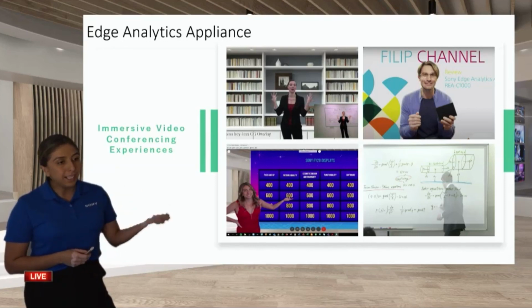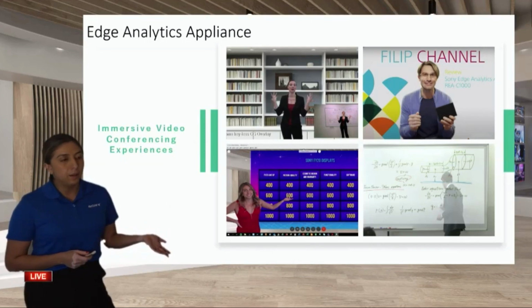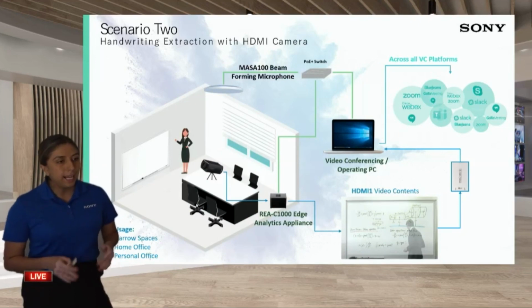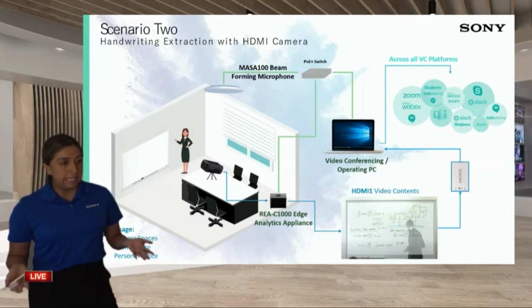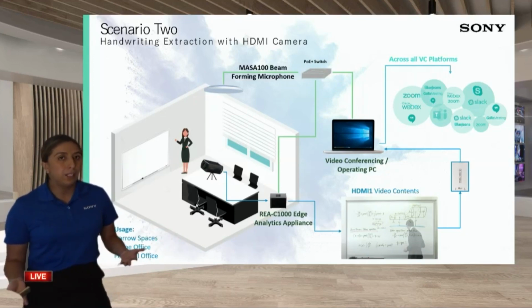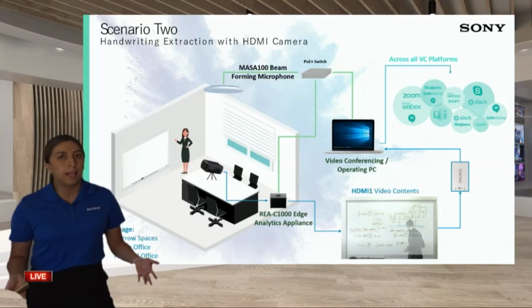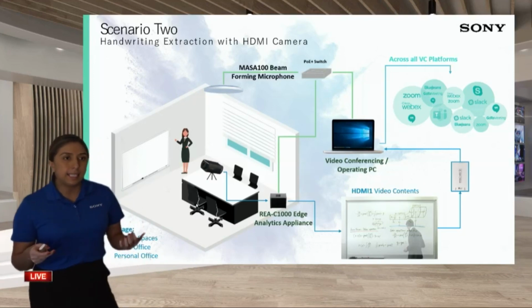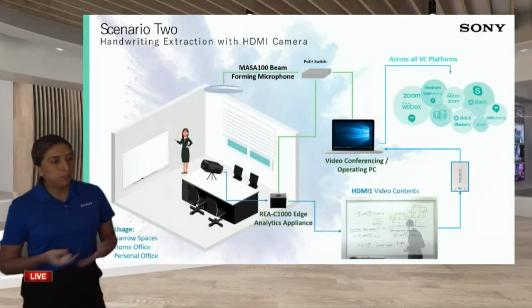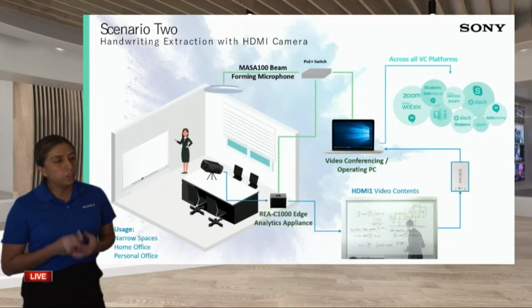And that leads me to the next live demo that you'll see firsthand, which is our handwriting extraction technology. So with handwriting extraction, it's a little bit of a different setup, but essentially the same concept. You can take any HDMI camera. It doesn't even have to be a PTZ camera, and it doesn't even have to be a Sony camera. So if you do want to repurpose a camera in your space, you can purchase the Edge Analytics appliance, and that will basically analyze the data in your space and give you this form of augmented reality. And again, you'll see it firsthand, so I won't go too much in detail right after this presentation.